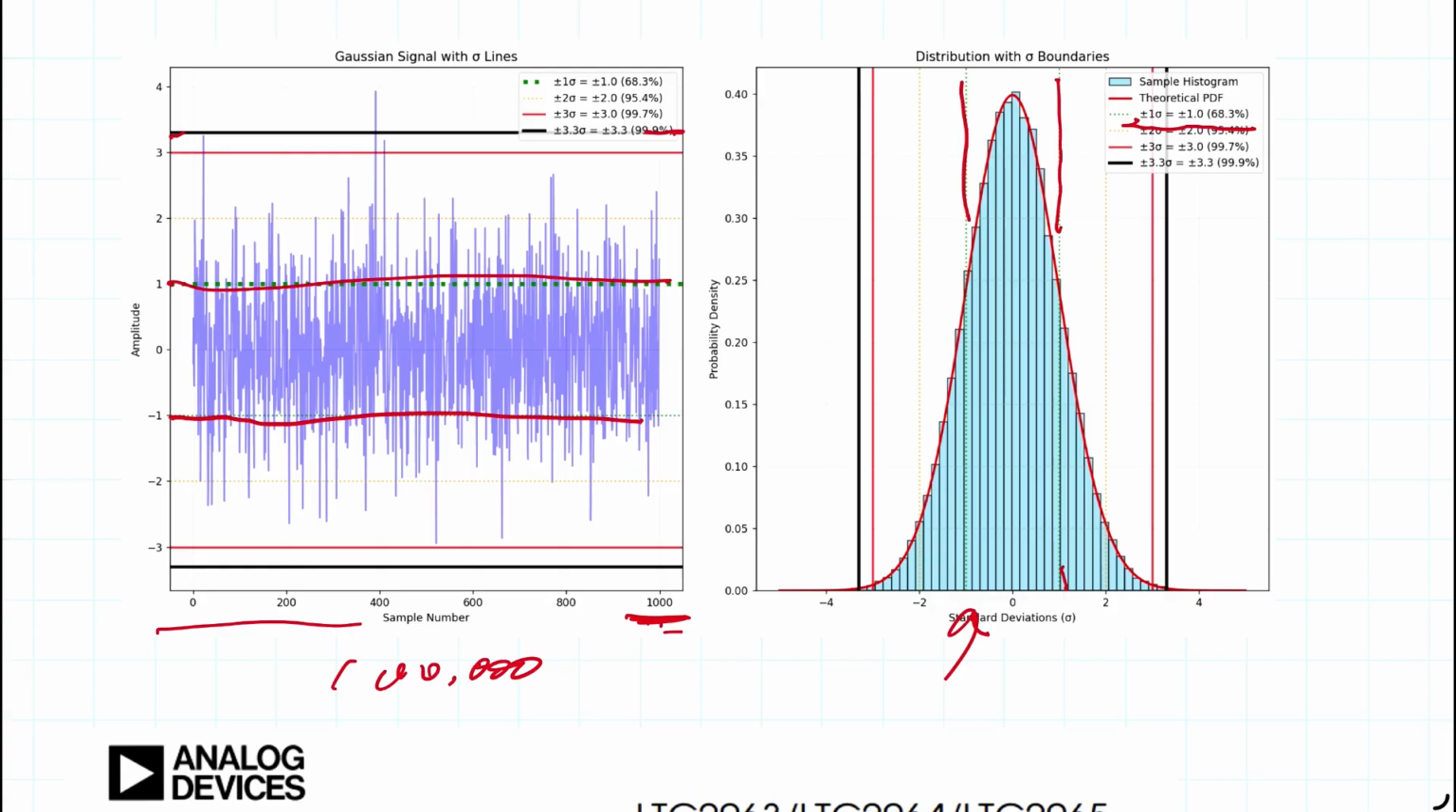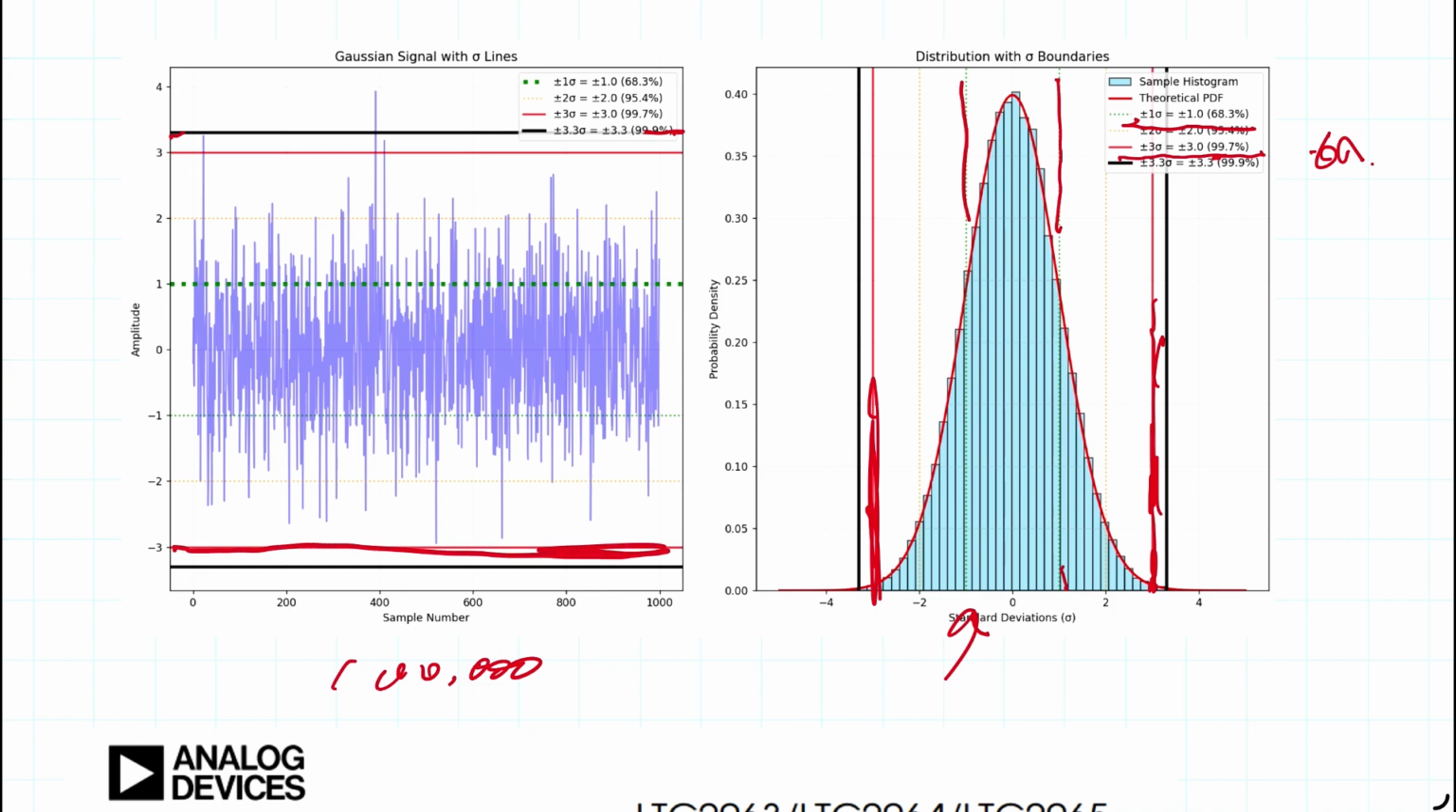And most commonly we use this plus minus 3 sigma lines. That's commonly called the 6 sigma standard. That's plus minus 3 sigma. That's this red line here, and this red line here. This 6 sigma means 99.7% of samples are falling in between plus minus 3 sigmas. And in the time domain signals, we can see plus minus 3 sigmas as this red line here.